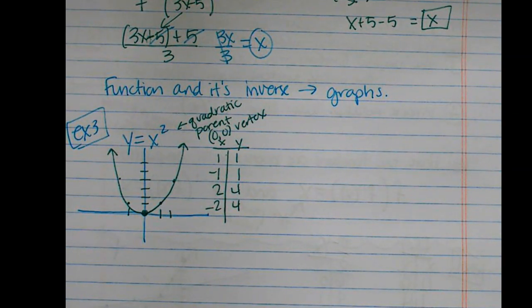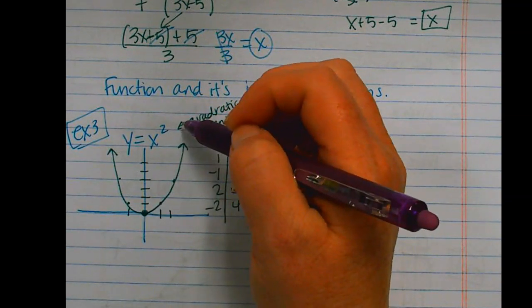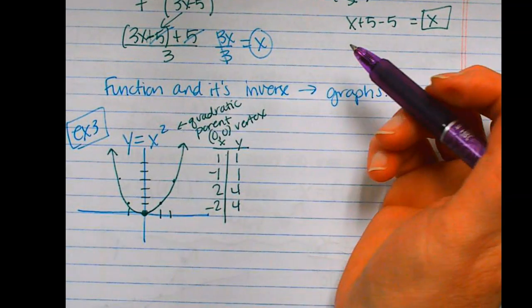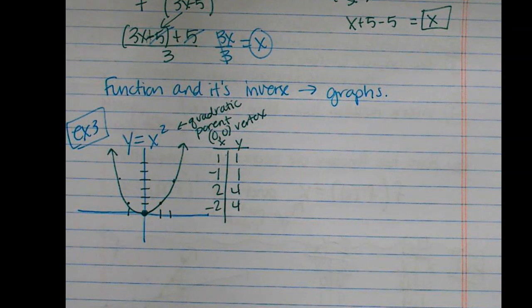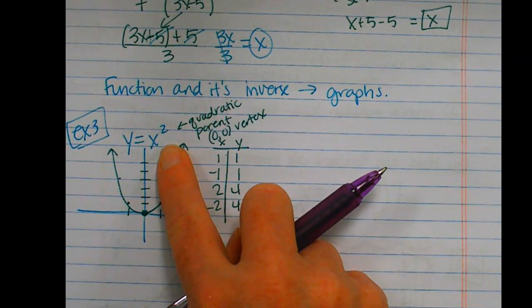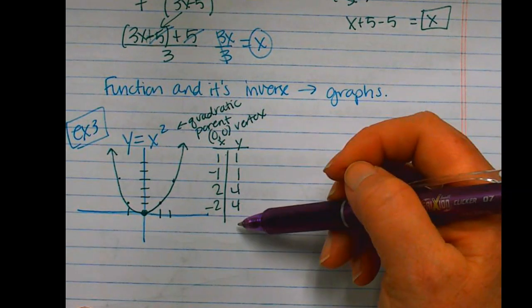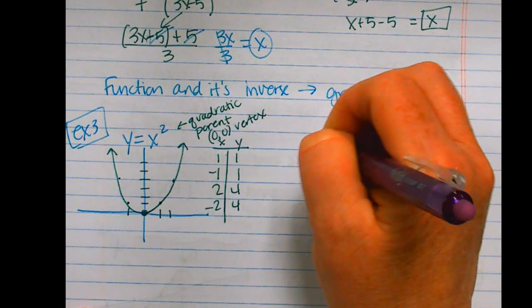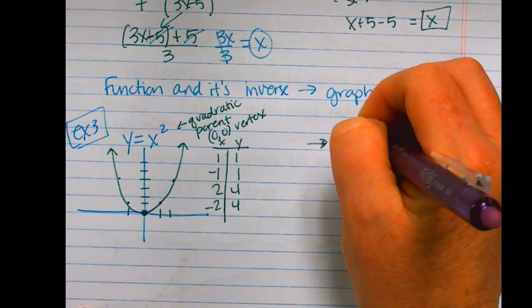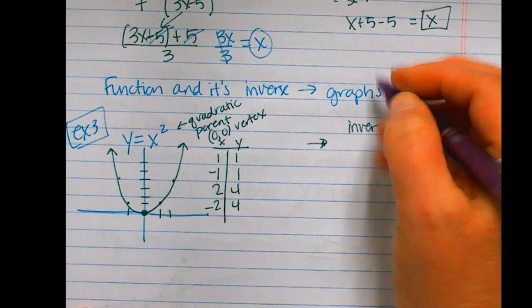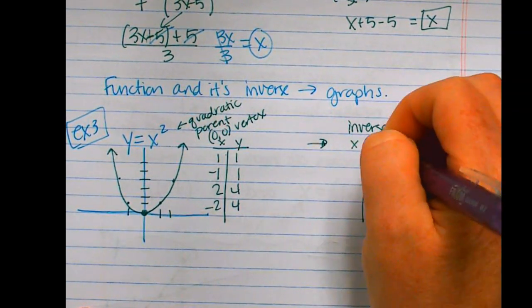If we put in 3, we get 9. That's why it curves up, because it starts going faster and faster up. And this is a function. But what if we took those points and we made it an inverse? What would its inverse be?